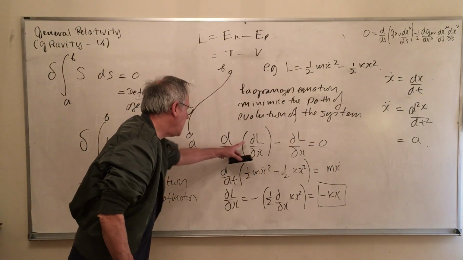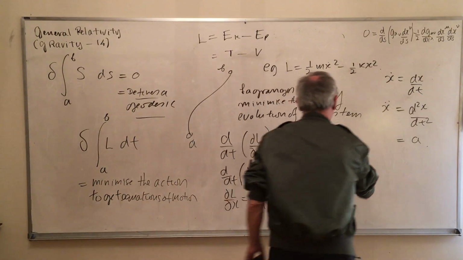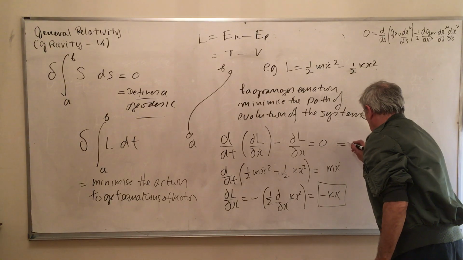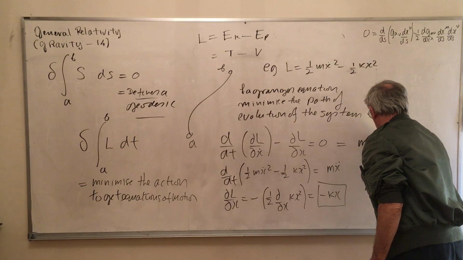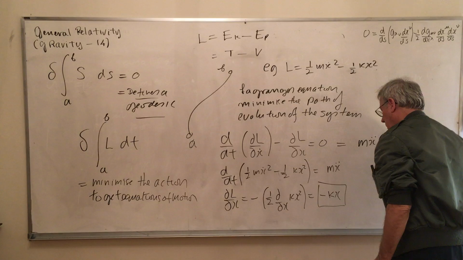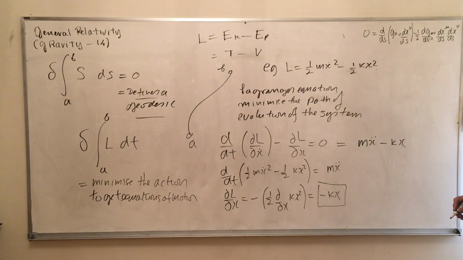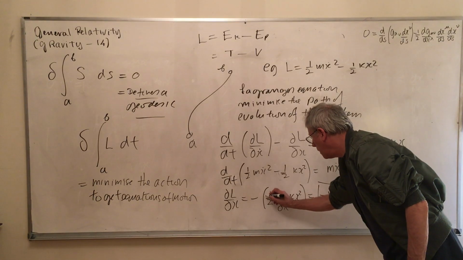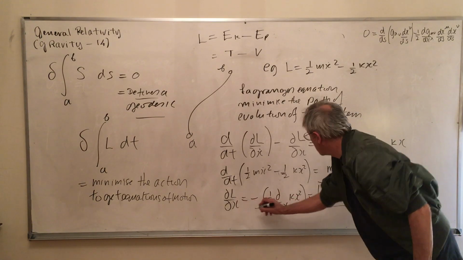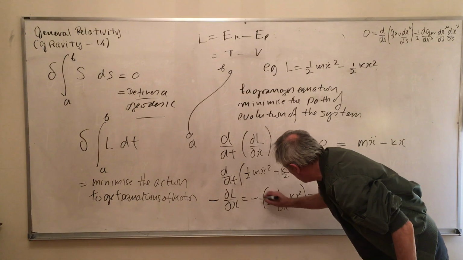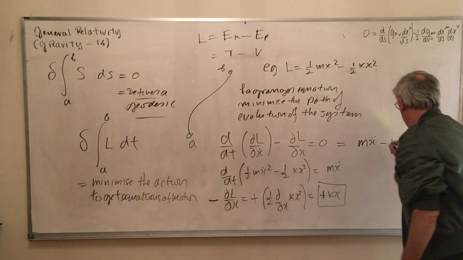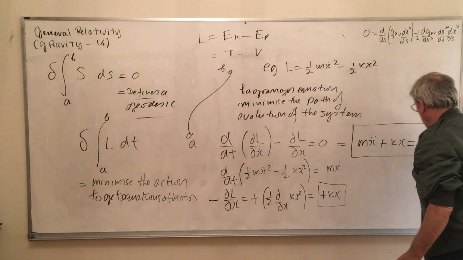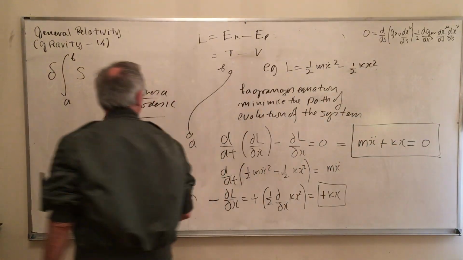So d by dt, dL by dx dot minus dL by dx. Now I might have a sign wrong here. Ah yes, negative times negative. dL by dx is a negative, so it's going to be a positive. And of course it's a spring, we get Hooke's law for a spring.